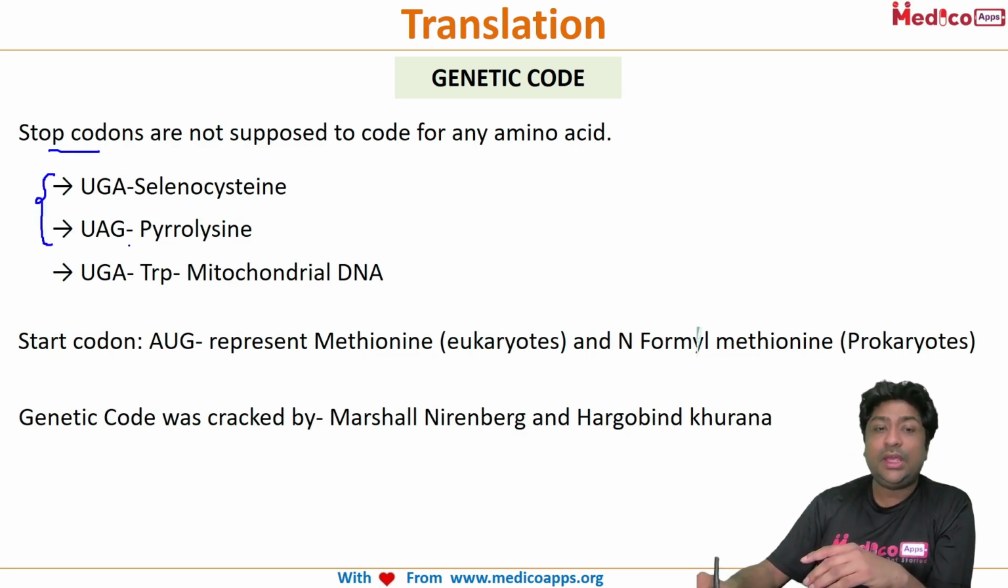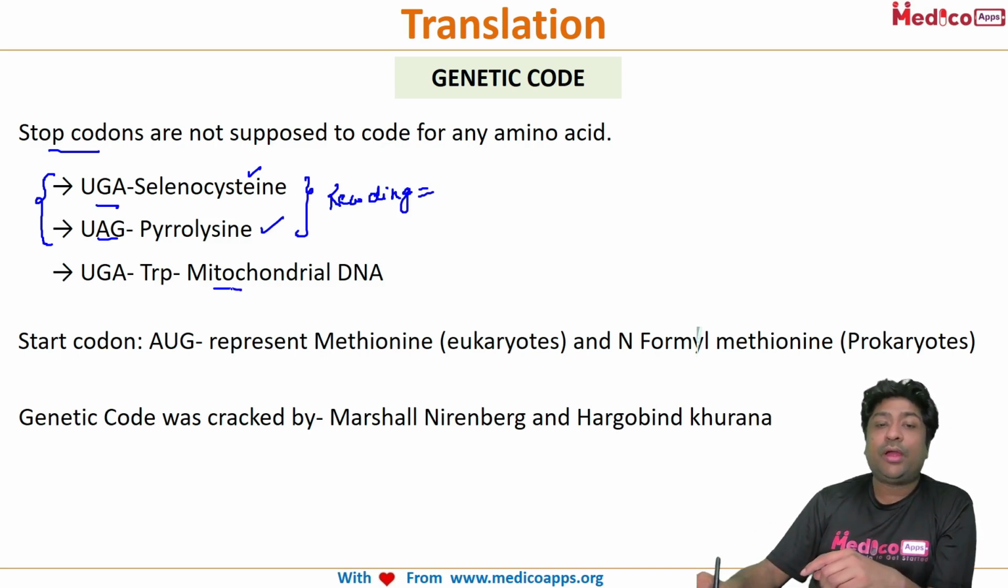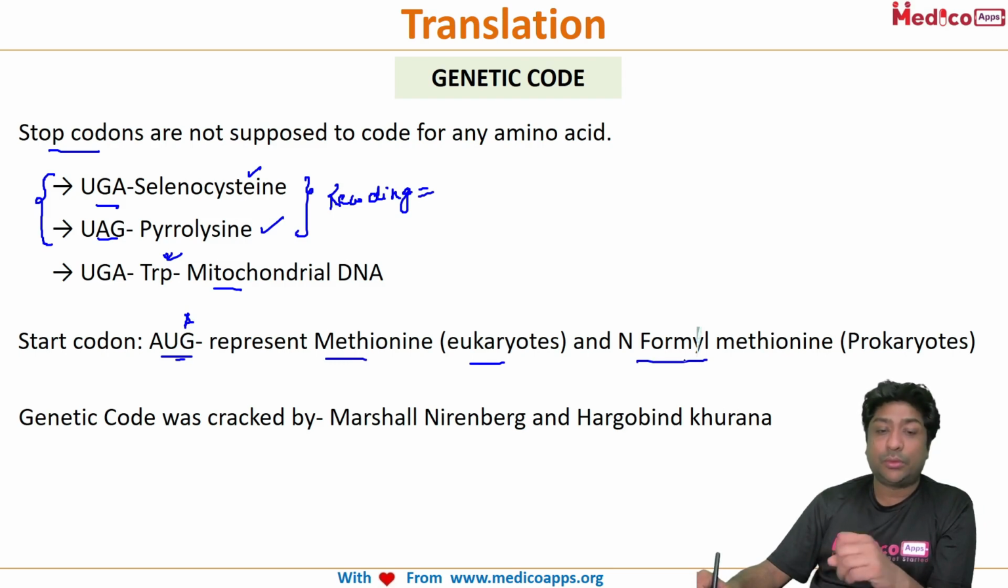However, UAG will code for pyrrolysine and UGA will code for selenocysteine by a process called recoding. I've already taught this recoding in your amino acid metabolism classes. So remember, and then UGA in mitochondrial DNA will code for tryptophan. So these are three exceptions of the stop codon. Start codon is always AUG. It represents methionine in eukaryotes and N-formyl methionine in prokaryotes. So this is about the stop codon.